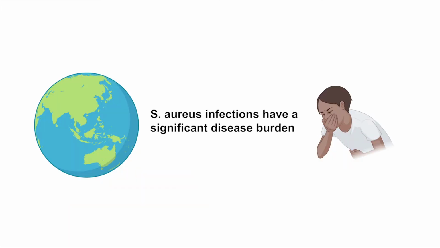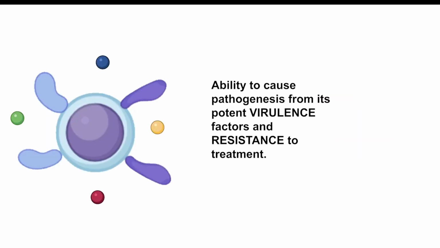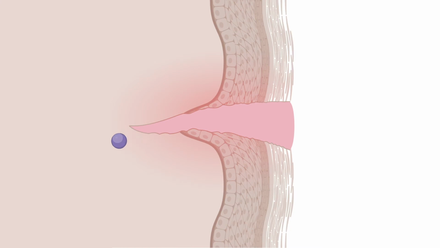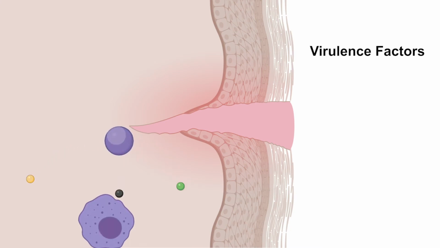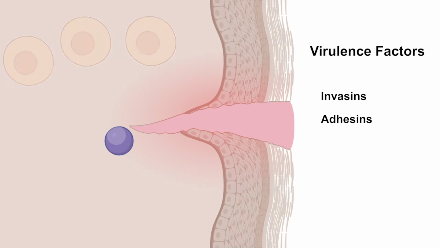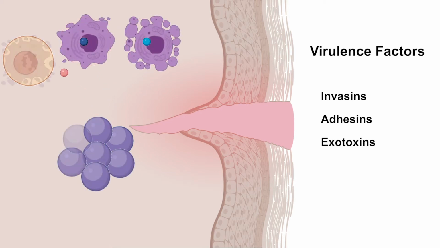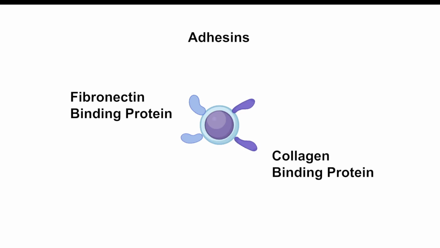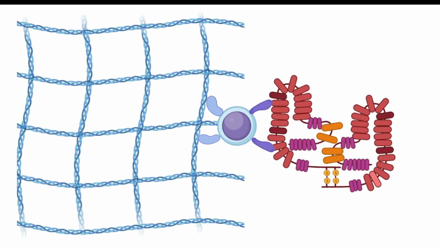S. aureus infections continue to contribute a significant disease burden to societies across the globe, with its potent virulence and ability to develop resistance to treatment posing particular challenges in our battle against the microbe. Staphylococcus aureus must first gain access to host tissue to successfully cause disease. It utilizes a range of virulence factors to first avoid the immune response and invade host cells, then to cause cell damage and proliferate. These include a large capsule to resist phagocytosis and adhesins including fibronectin and collagen binding protein that will allow it to adhere to host cells.